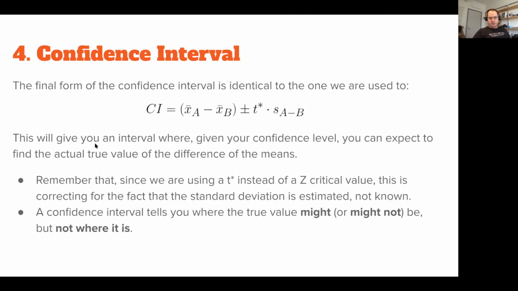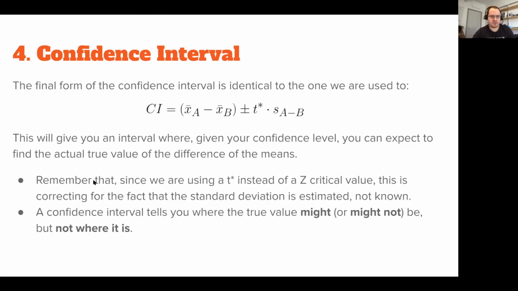So this will give you an interval, of course, because it's minus to one side and plus to the other side, given your confidence level. Your confidence level here determines your critical value, right? Depending on your confidence level, the critical value here will either shrink or become larger. And this is what represents that. You can expect to find the actual true value of the difference of the means. So this is where the true difference of the means will be, based on your confidence level.